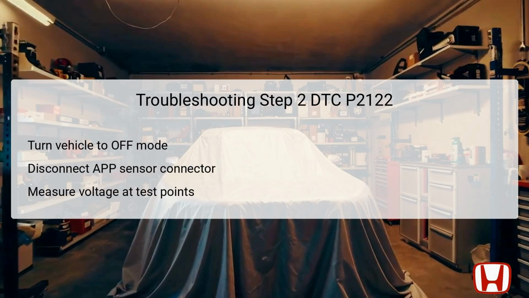Moving to the second troubleshooting step, the technician must first turn the vehicle off completely. This ensures safety during electrical system manipulations. Next, the APP sensor 6P connector should be disconnected to allow for accurate voltage measurements without interference from the sensor itself. Once disconnected, the vehicle is turned back to on mode, and the technician is tasked with measuring the voltage between designated test points on the APP sensor connector.